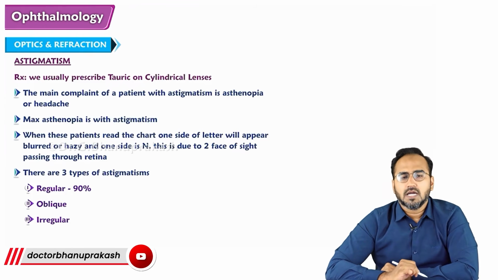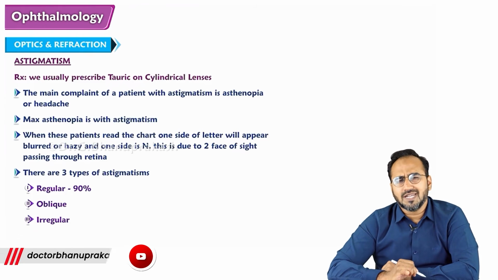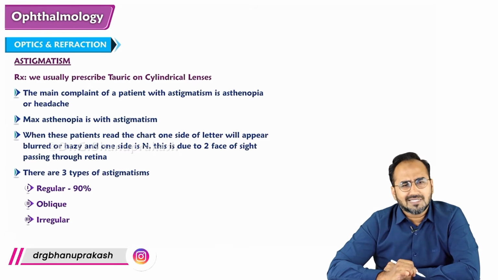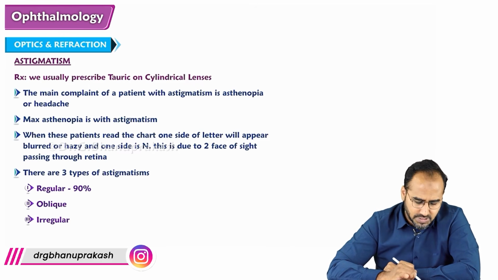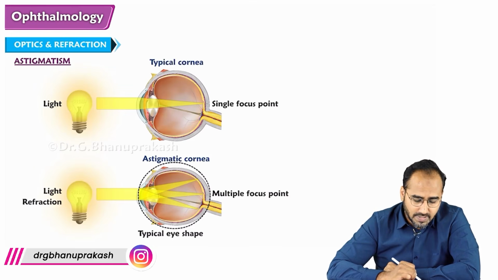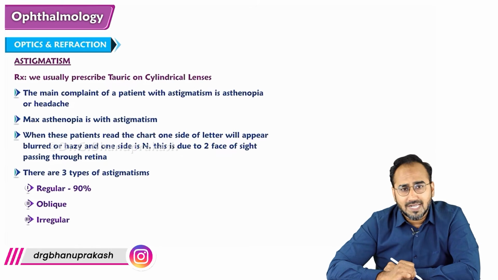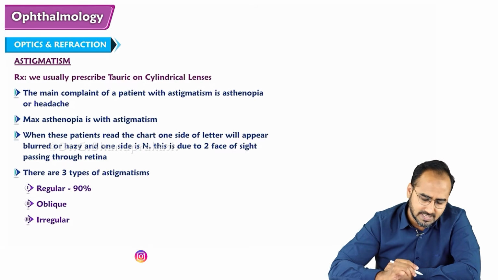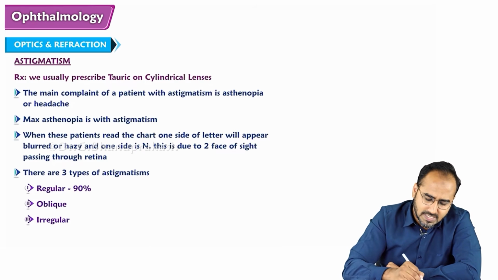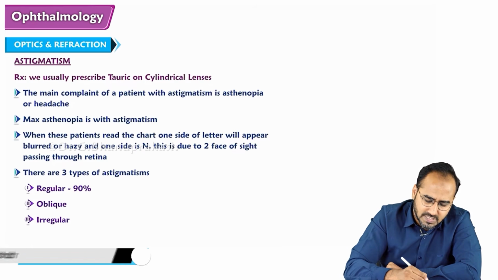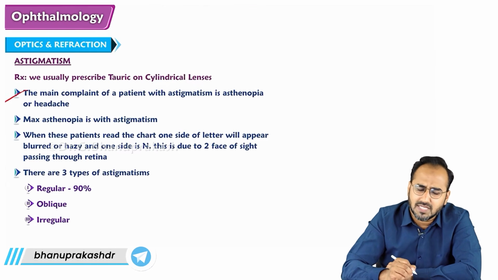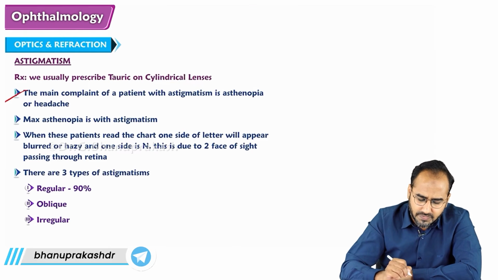Now guys, remember, how will you treat this astigmatism? First of all, what is the complaint of an astigmatism patient? The most common complaint of this patient is headache. So how will you treat this astigmatism? For treating astigmatism, we require to give them cylindrical glasses or toric glasses. The main complaint of the patient with astigmatism is headache or asthenopia. Maximum asthenopia is seen with astigmatism patients, right?